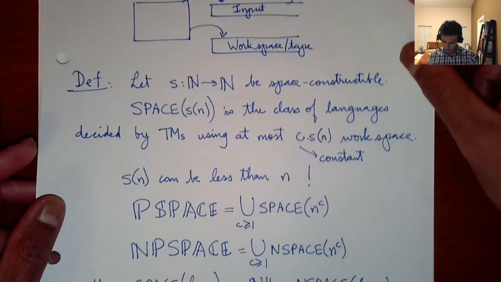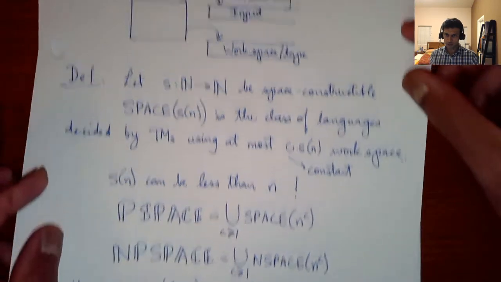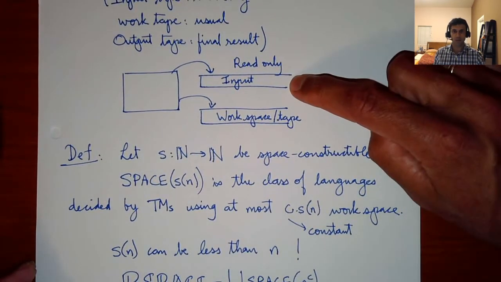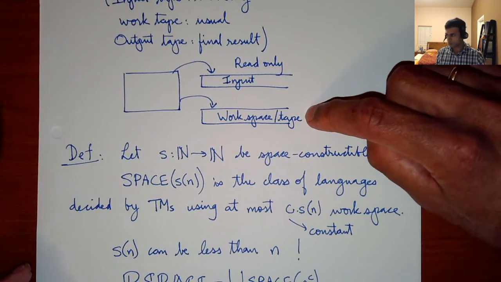So we're doing space complexity, and just to recall from previous definitions, remember a space-bounded Turing machine, what we have is we have a read-only input, and then we have a workspace or work table.